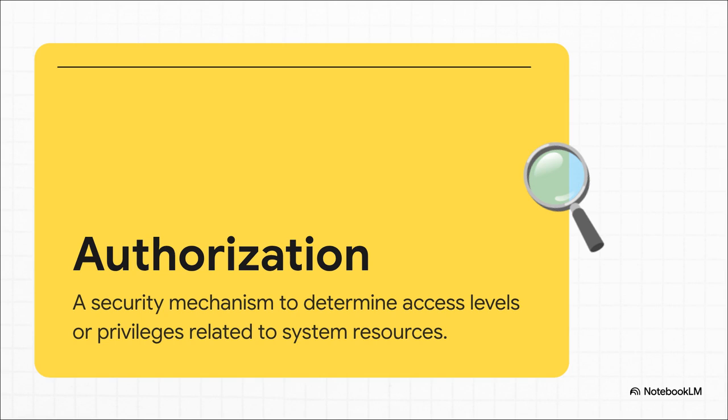This is authorization. Just because you're in the house doesn't mean you can start rummaging through the bedroom drawers. Authorization is like the guest list. It defines your permissions. Can you read this file but not delete it? Can you go in the living room but not the home office? It's a really critical second layer of control.